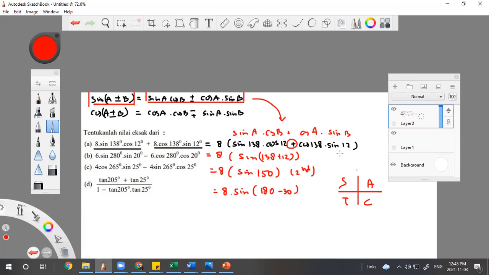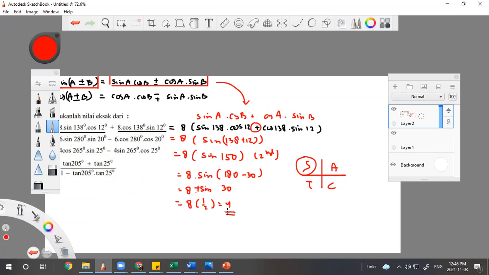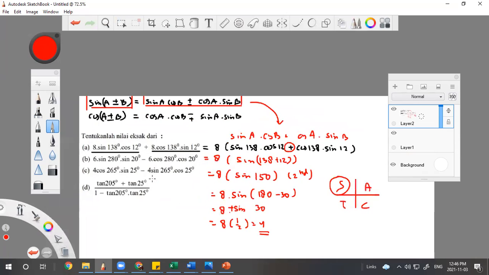Yang lama jangan dilupain. Ya, chapter 8 jangan dilupain. So, ini jadinya 8 times, karena dia sin positif, pas di rumahnya dia, si rajanya. Langsung sin positif ya, positif sin 30. Udah, 8 times half for exact, nilai eksak, artinya exact value. That's for number 1.